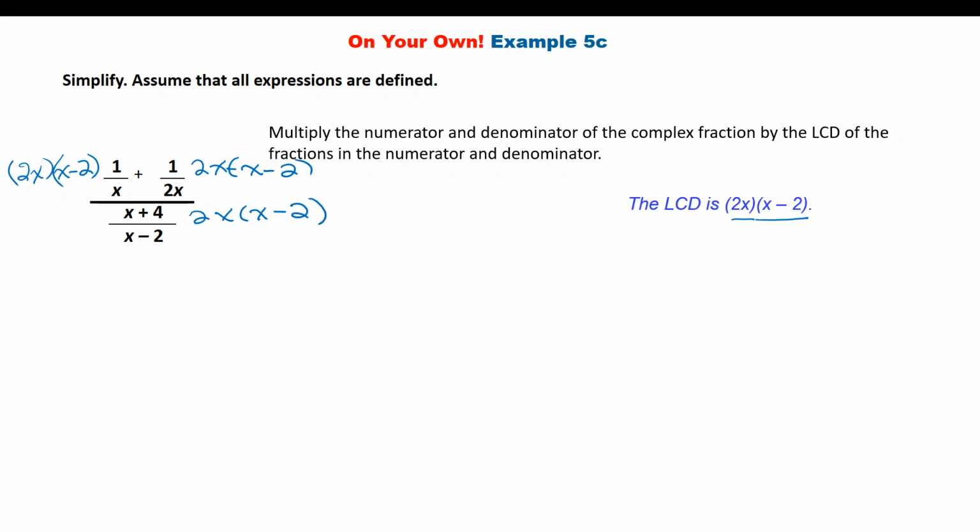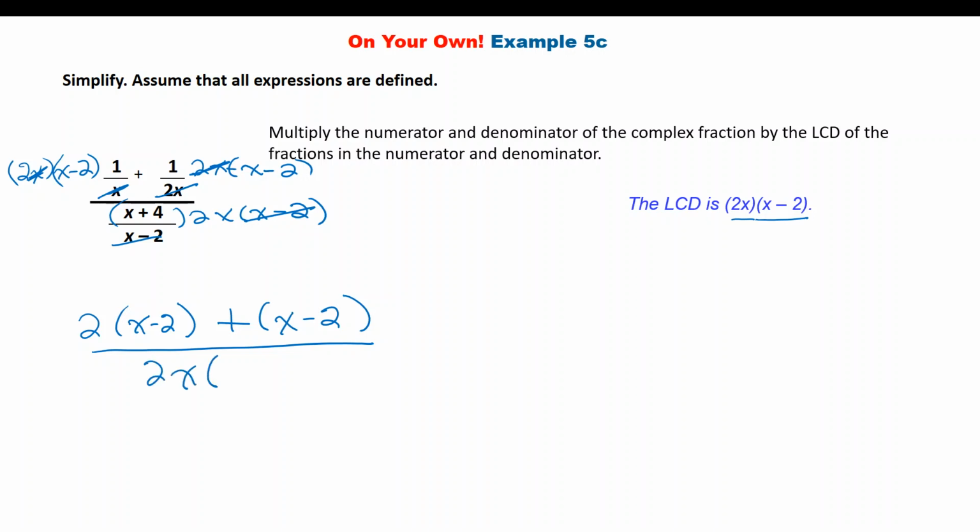Okay, so in the first fraction, 1x cancels out, and that leaves me with 2 times x minus 2 times 1. So I'll just keep that like that. In the next one, my 2x's cancel out, so that leaves me with just x minus 2. And then on the bottom, my x minus 2's cancel out, so now I'm going to distribute, or I'll just go ahead and keep it out for right now, 2x times x plus 4. Now I can't cancel anything out right now because I have this addition sign in here. You can only cancel when you have multiplication.